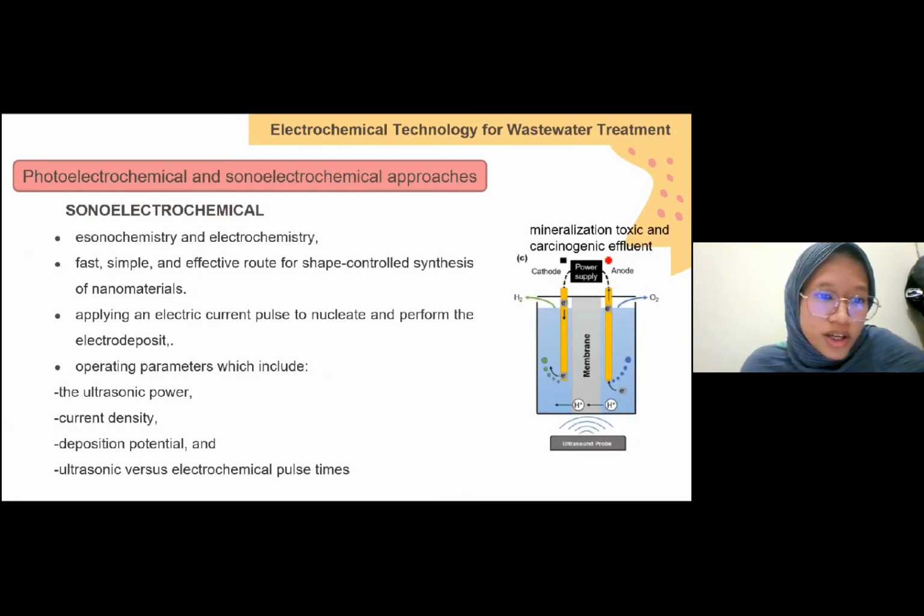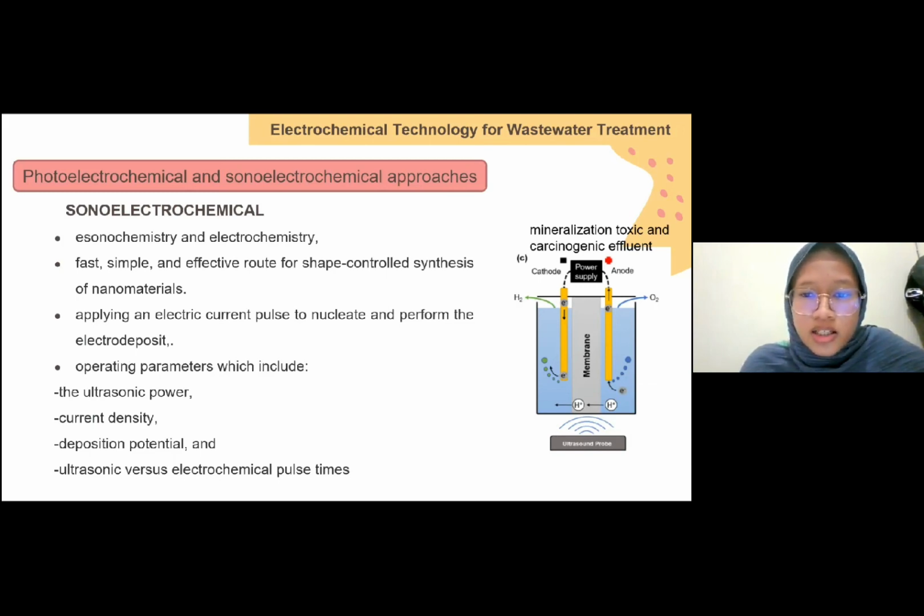The second one is sonoelectrochemical, a combination of sonochemistry and electrochemistry. It is a fast, simple, and effective route for shape control synthesis of nanomaterials, and it applies an electric current pulse to nucleate and perform the electrodeposit. Its operating parameters include the ultrasonic power, current density, deposition potential, and ultrasonic versus electrochemical process times. And we can see from the picture on the right side, it is the process of mineralization of toxic and carcinogenic effluent.